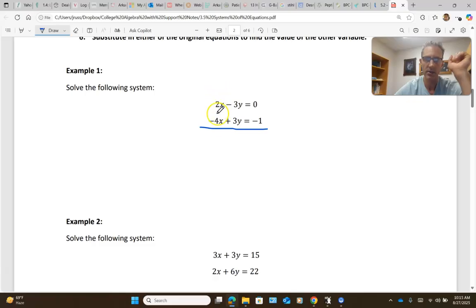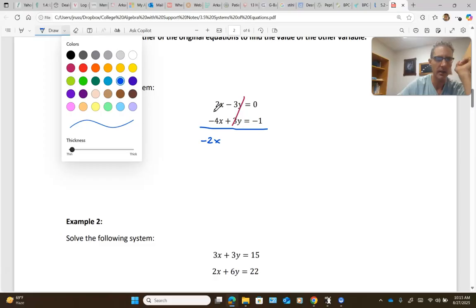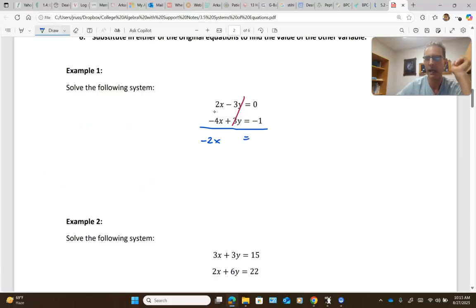Alright, so I'm going to go ahead and start adding each of these columns. So, my x column, I've got 2x plus a negative 4x. That would give me a negative, whoops, did not add those correctly. That would give me a negative 2x. But then when I go to add my y column, a negative 3y plus 3y is 0. And so the y's are eliminated. And you're going to bring down your equal sign and then add your two constants. 0 plus negative 1 is negative 1.